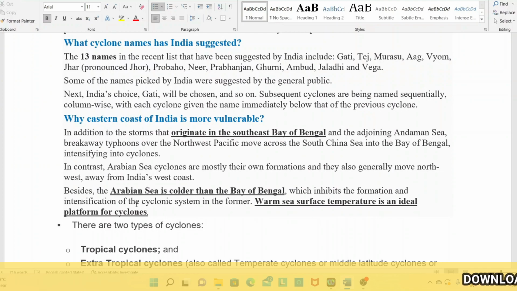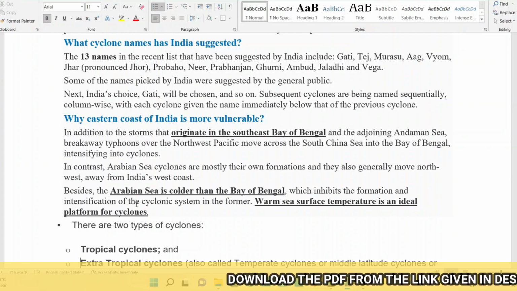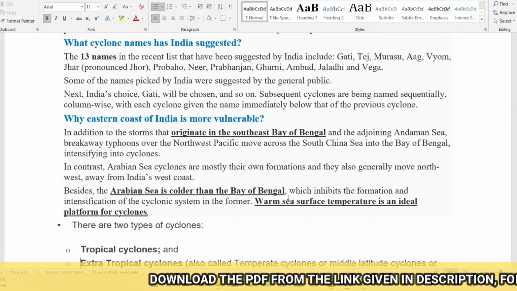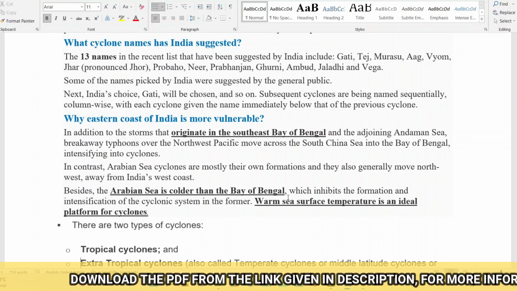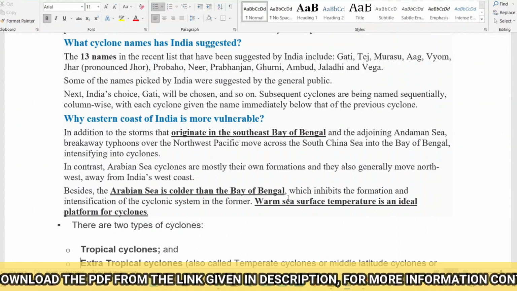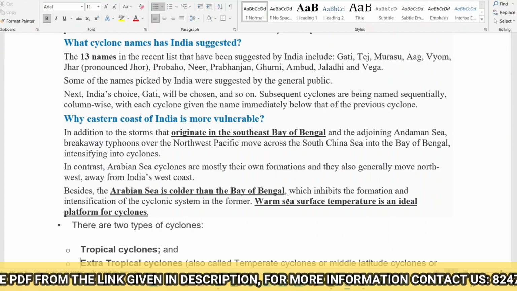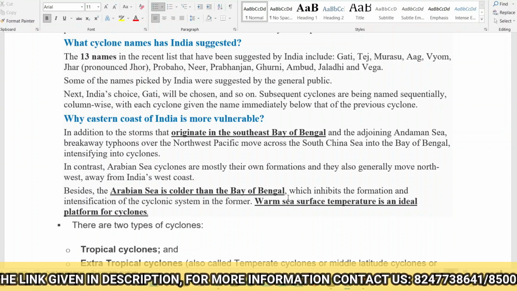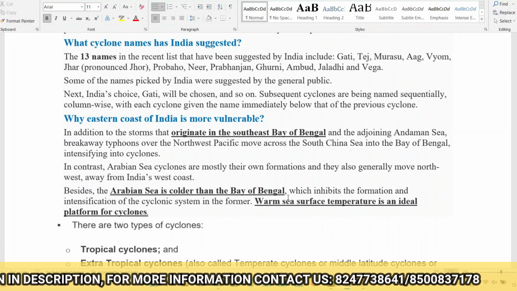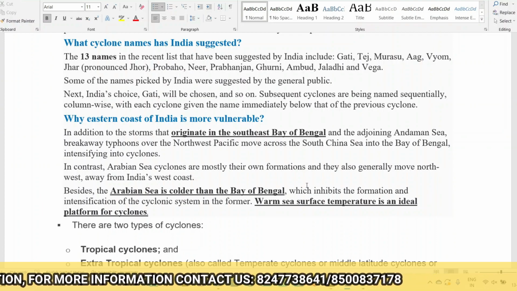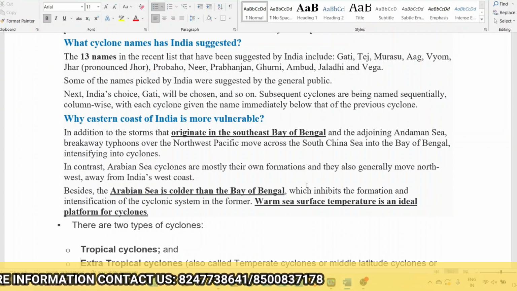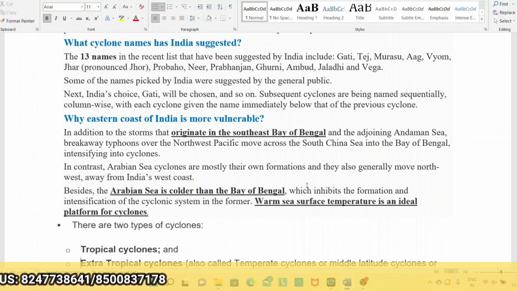Besides, the Arabian Sea is colder than the Bay of Bengal, which inhibits the formation and intensification of cyclonic systems in the former.